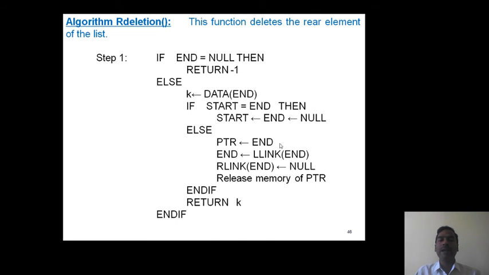Now ptr equals end, end is shifted to link of end. Now rlink of end is filled with the null pointer. Now release memory of ptr, end if, return k, end if.